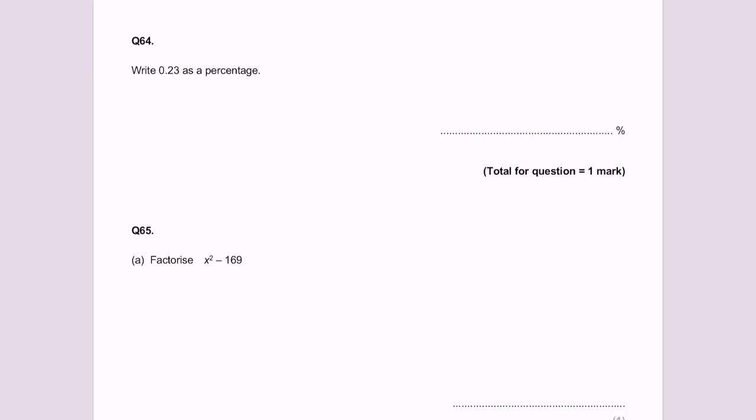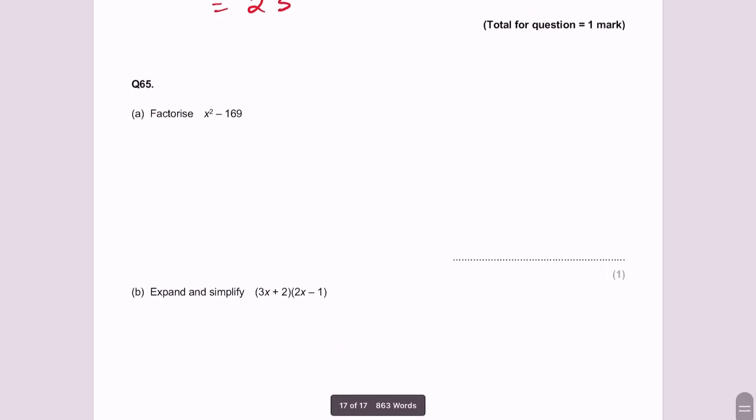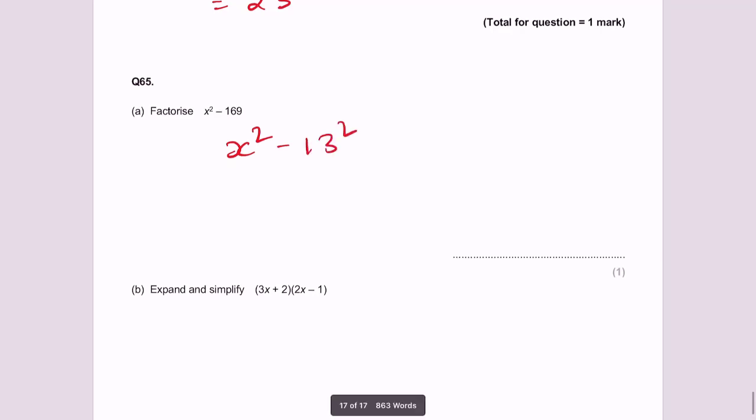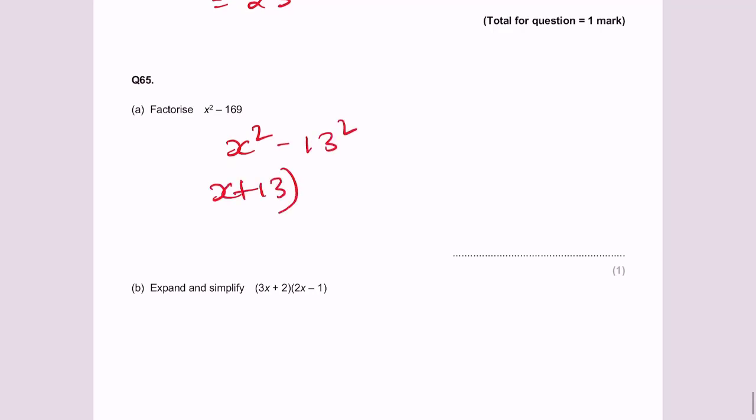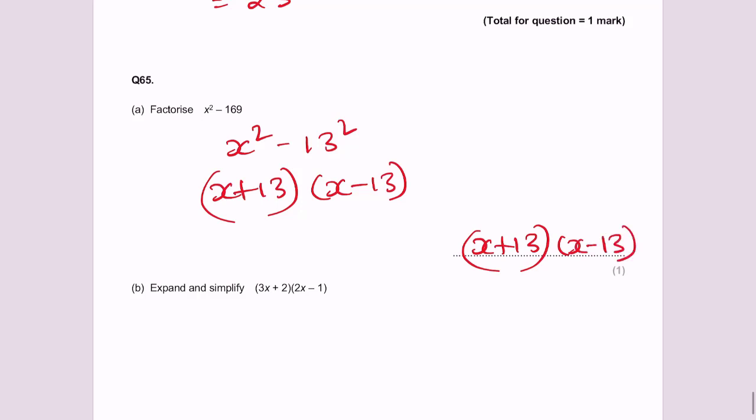0.23 as a percentage, so 0.23 times 100 is 23%. Factorize x squared minus 169. 13 squared is 169, so it's a difference of 2 squares. We can write it as x plus 13 times x minus 13.